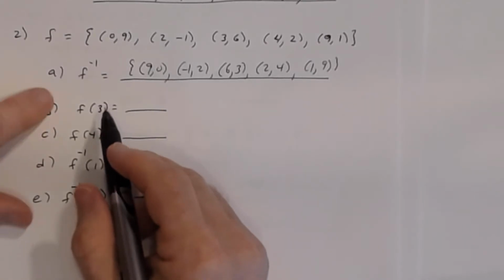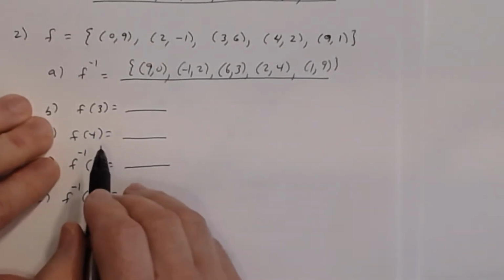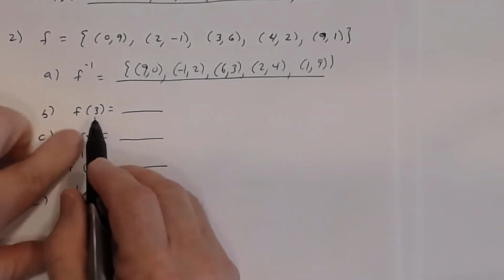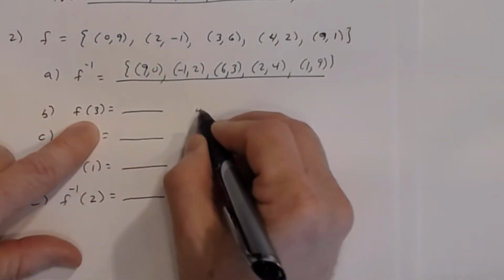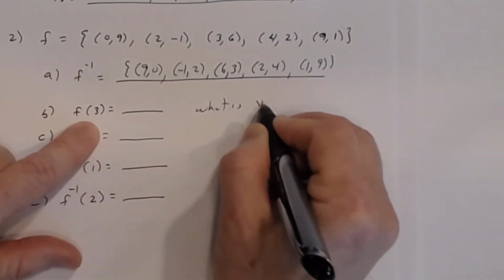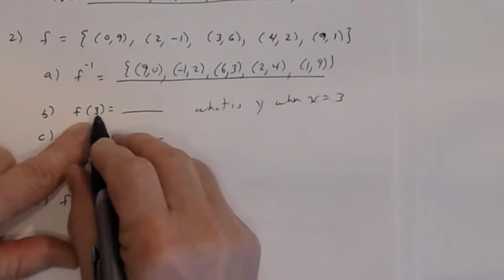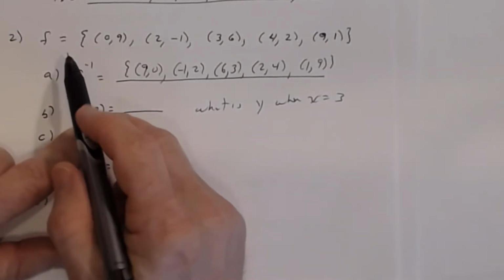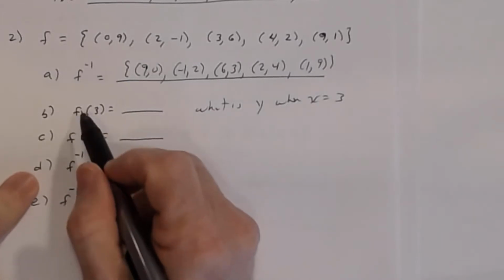Now, the rest of this is very easy. It's very similar to another worksheet you had. So let's look at this one right here. Remember what this means: what is y when x is 3? When x is 3, what's the y value? But you see, you have two functions, f and f inverse, so make sure you use the right one.